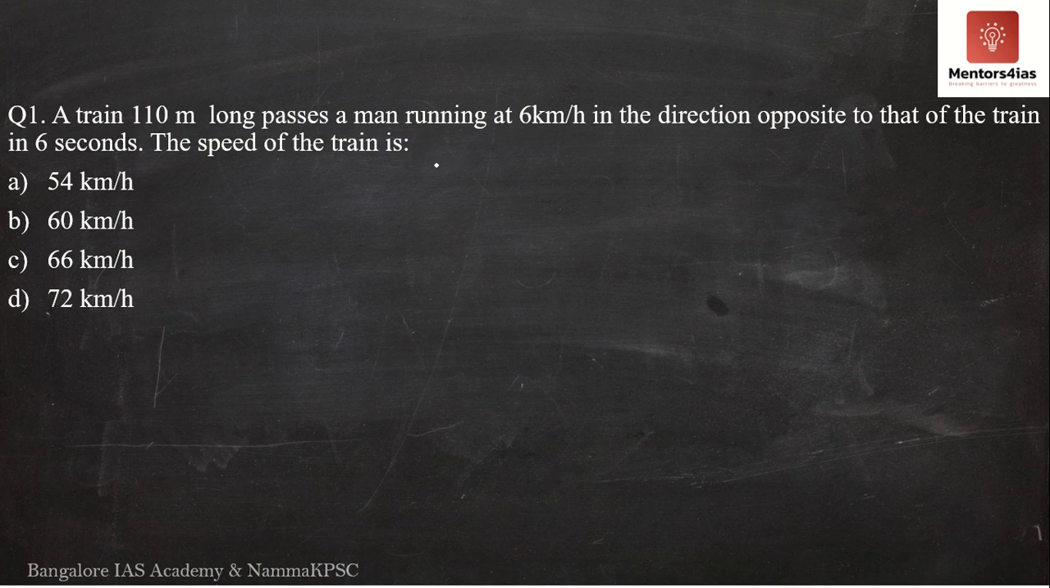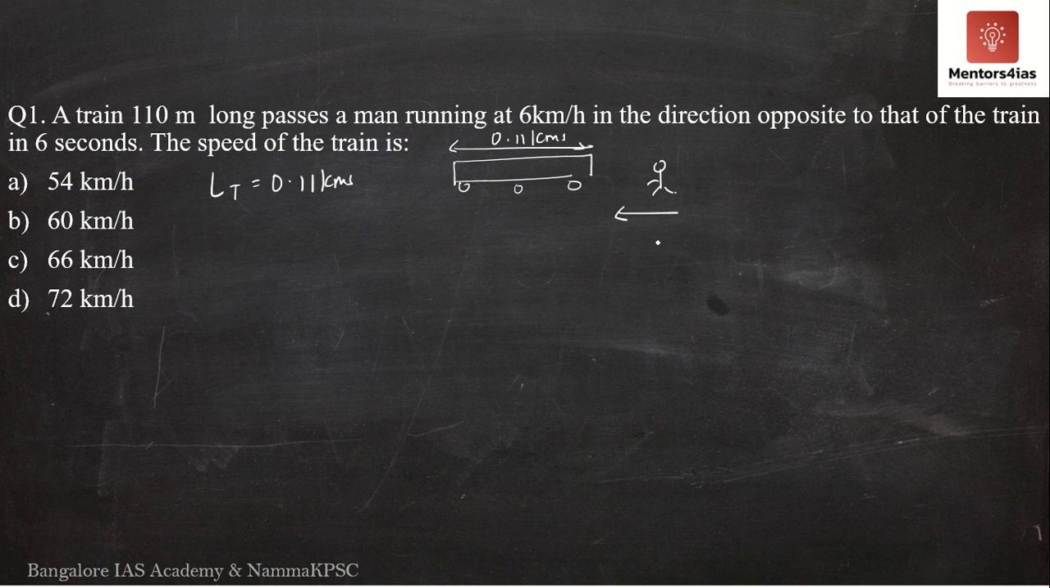In order for us to determine the speed of the train, we have to consider the train which is of length 110 meters or 0.11 kilometers. So length of the train is 0.11 kilometers. Now this train passes a man running at 6 kilometers per hour in the opposite direction. So this man is running in the opposite direction at a speed of 6 kilometers per hour. Now this train takes 6 seconds to pass this man, and hence we have to find out the speed of the train. What is the speed of the train?